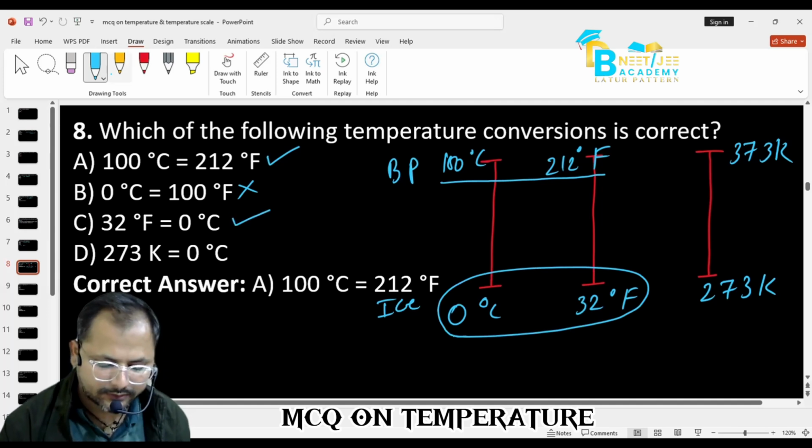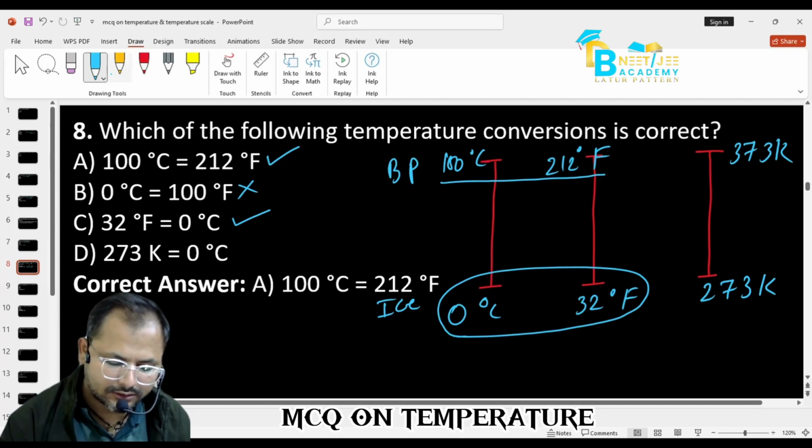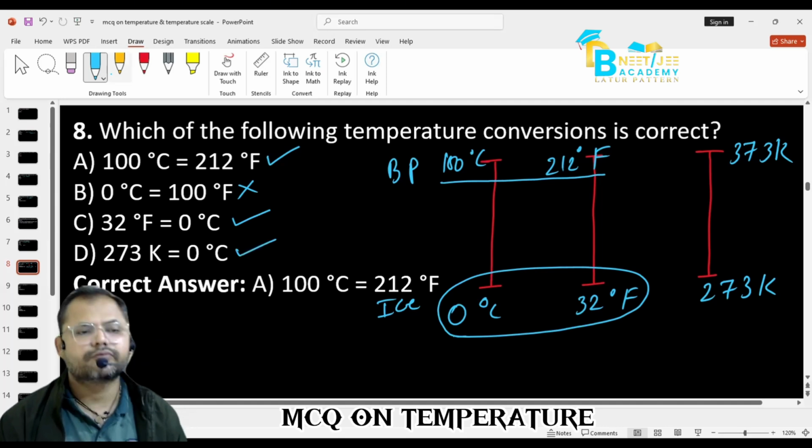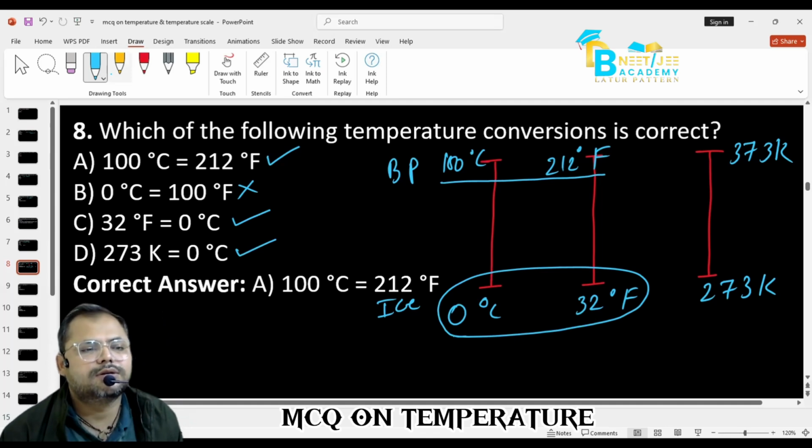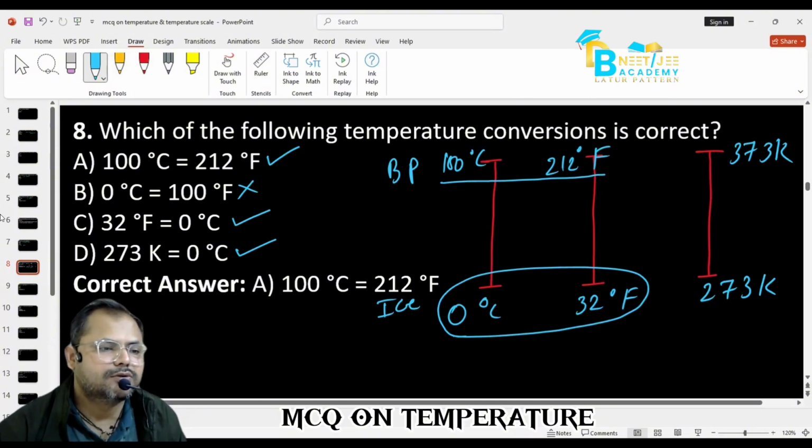And the fourth option is 273 Kelvin is equal to 0 degrees Celsius. This is also correct. So options A, C, D are correct. So next question.